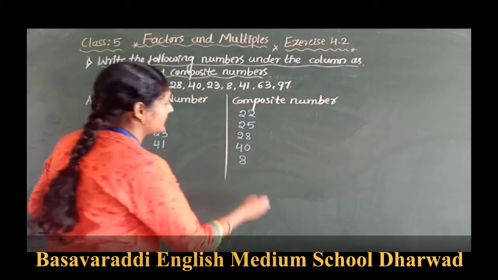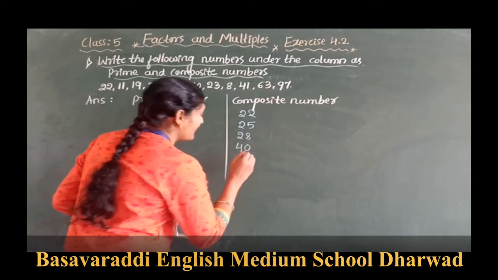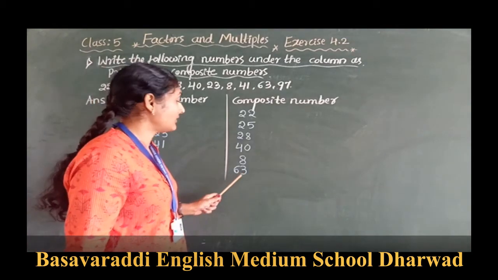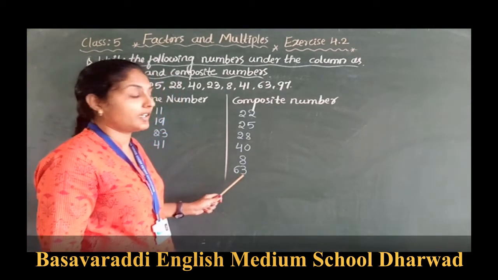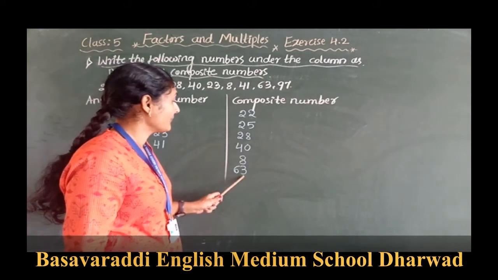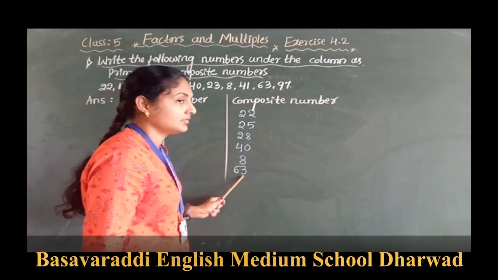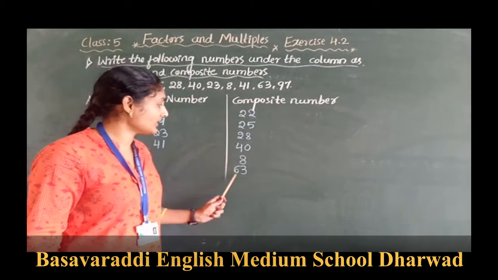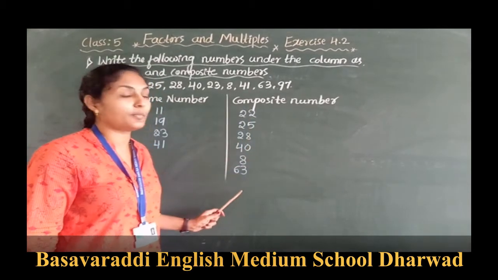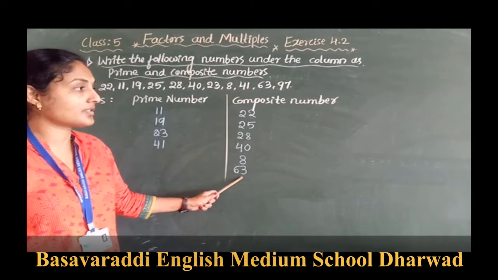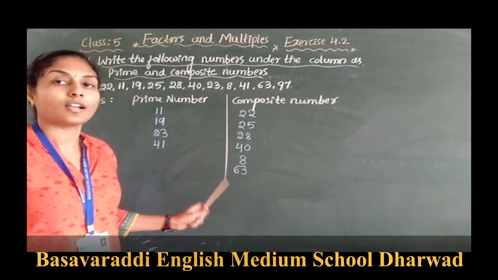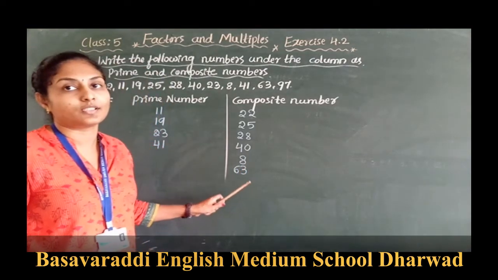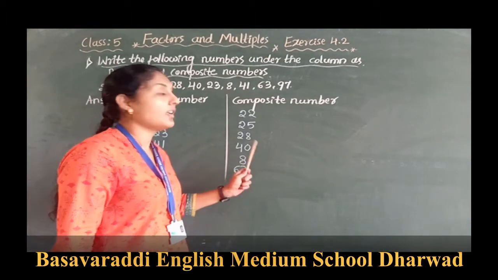63 is a composite number. It has more than two factors: 1, and it is divisible by 3 and so on. So 63 is also a composite number there. Why? Because it has more than two factors: 1, 3, 7, 9, 21 as well as 63, that is itself. So 63 is a composite number.